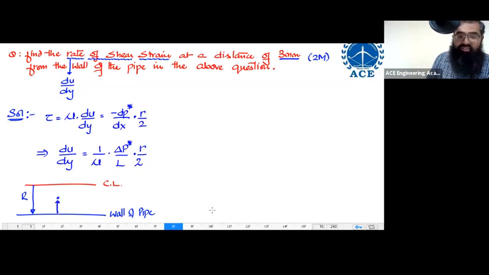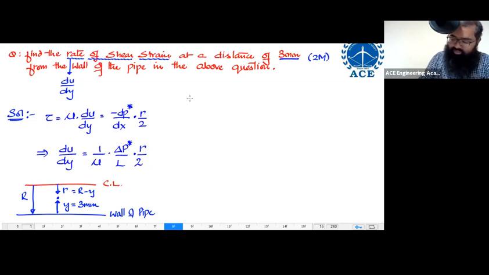Whenever you measure distance from wall, that is represented by y. He said y is equal to 3 mm. But I want r in this thing. What is the value of small r? Small r, if you see basic mathematics, it is equal to capital R minus y. So now I can do that.